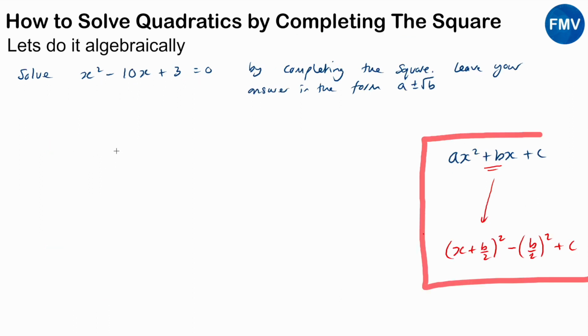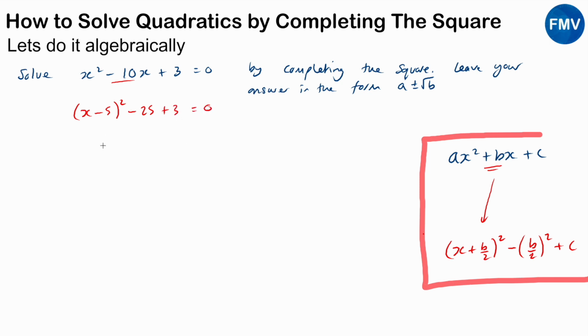Okay, let's bring all this together. So we're going to solve this equation here by completing the square and leaving our answer in the form a plus minus the square root of b. We start by completing the square. We start with our brackets. We know they're going to be squared. We know there's an x. We have got half of b, so we have minus 5 inside the brackets. Minus 5 squared is 25. So we're going to minus 25, and we're going to add the 3, and that gives us 0.